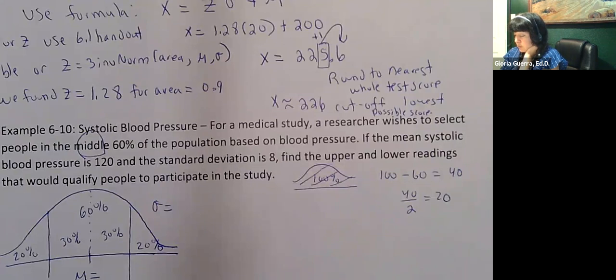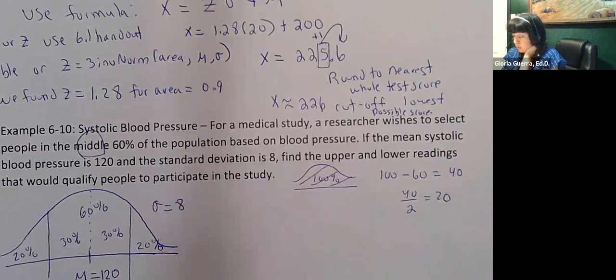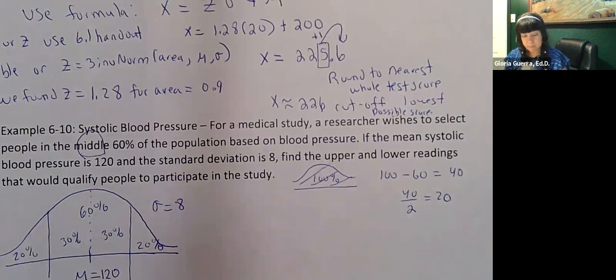If the mean systolic blood pressure is 120 and the standard deviation is 8, find the upper and the lower readings that would qualify people to participate in the study. So this is X sub 1 and X sub 2. Okay.